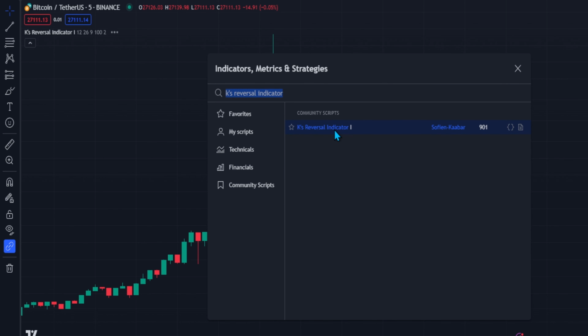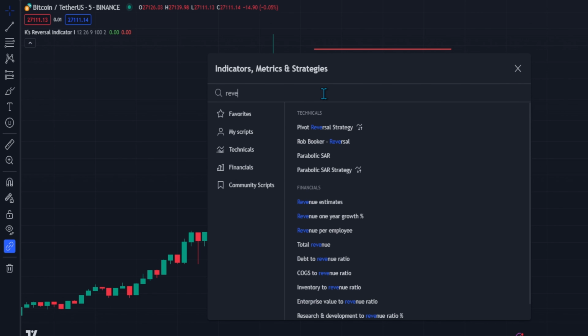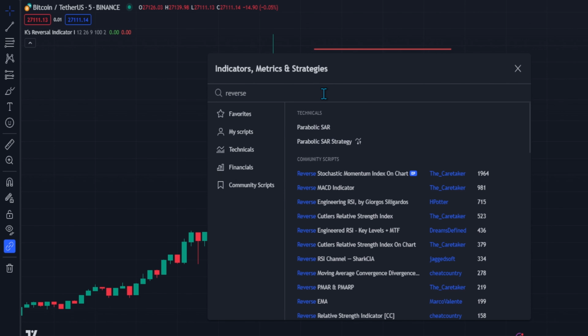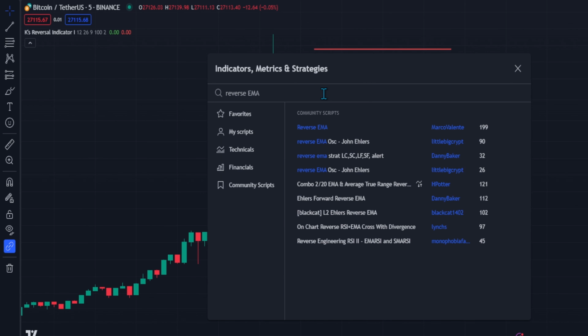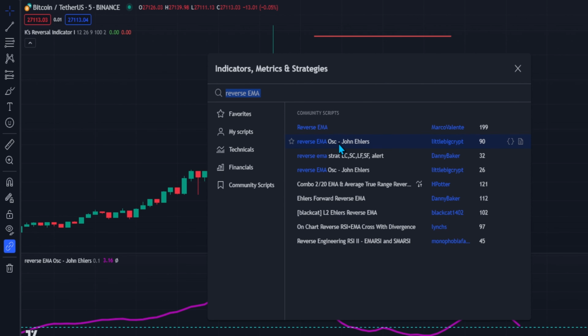After that, let's add the last indicator. Search for Reverse EMA Oscillator - John Ehlers. Click this one made by BYBIT. After that, close the indicator search tab.